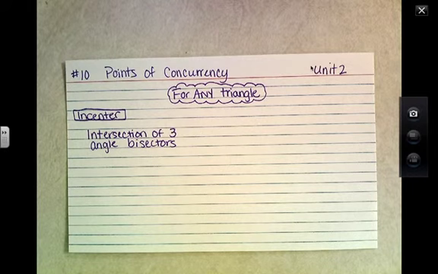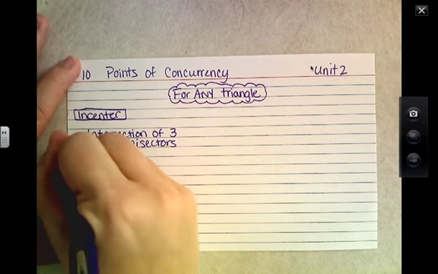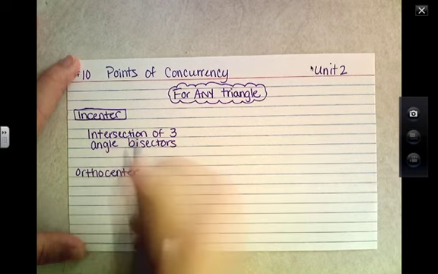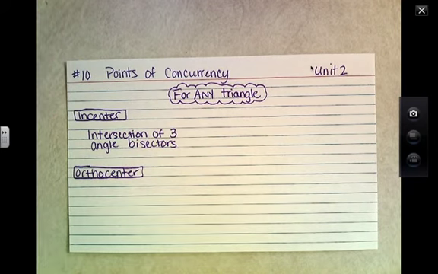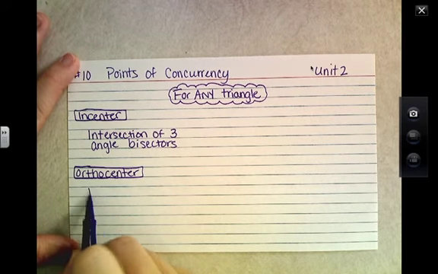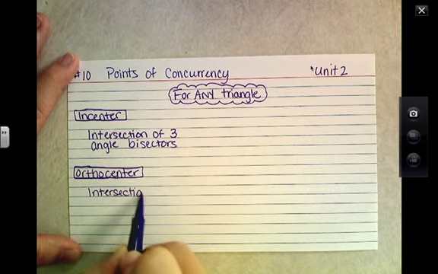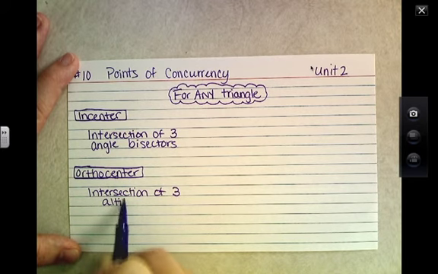Okay, the second point of concurrency is called the orthocenter. Like the orthodontist. Not really. And the orthocenter is where you're going to find the point of intersection of the 3 altitudes. So the orthocenter is the intersection of 3 altitudes.